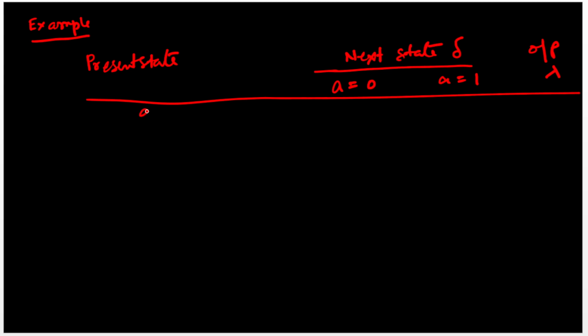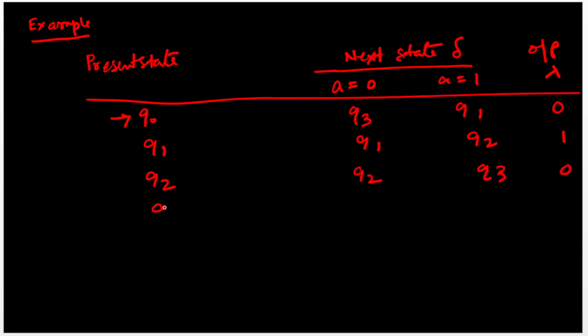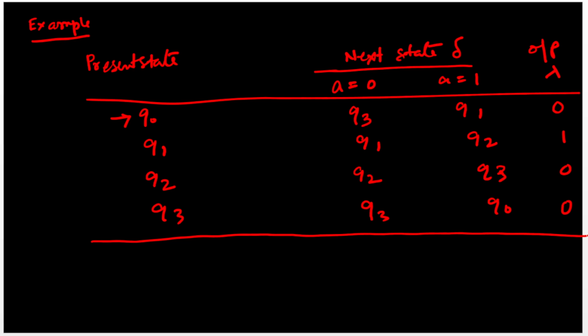Now the present state q naught is the initial state. It goes to q3 with output 0; q1, q1 with output 1; q2, q2 to q3 with output 0; q3, q3 to q naught with output 0. So this is an example of a Moore machine.